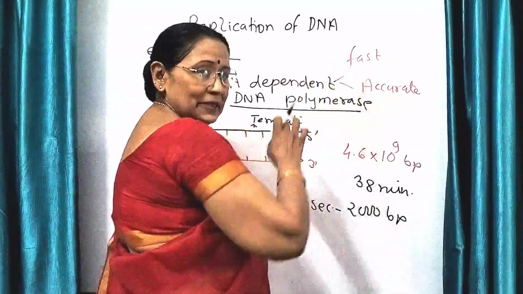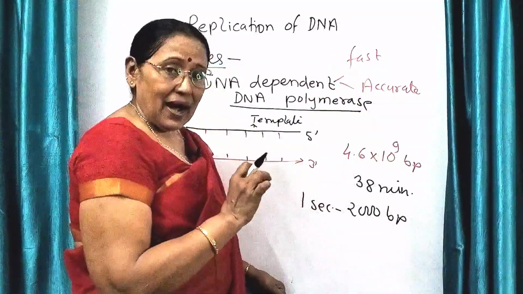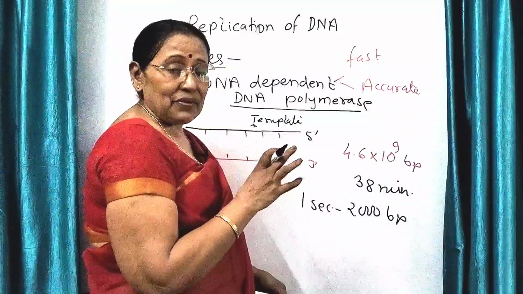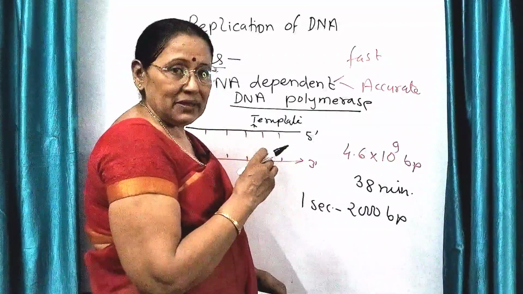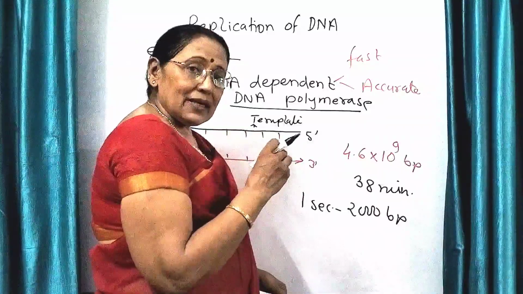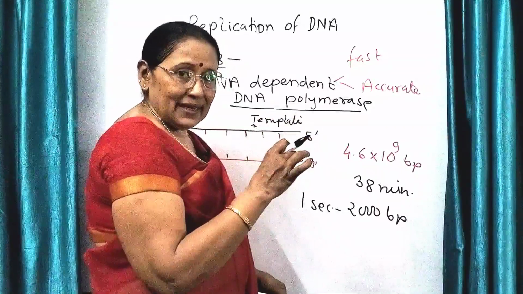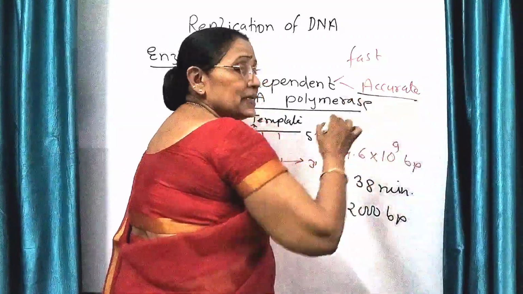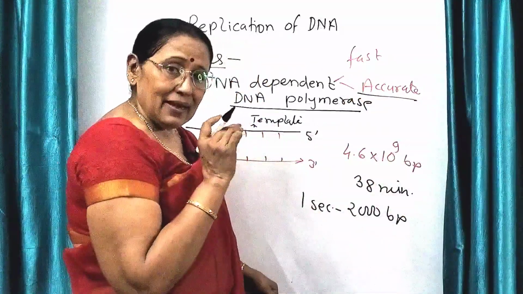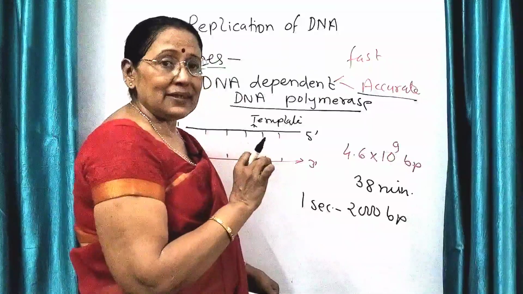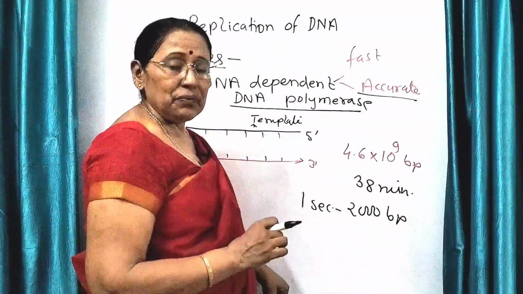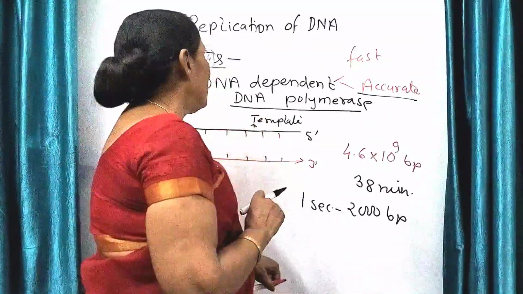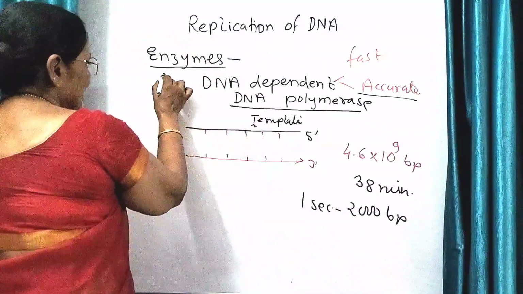That fast it is. But as it is fast, it is not that it makes many mistakes. It rarely makes any mistakes. Even those mistakes, it edits and corrects. It is very accurate, because if it is not accurate, if there is any change in any nitrogen base, then it will give rise to mutation. So it is very accurate also. So this is one enzyme.